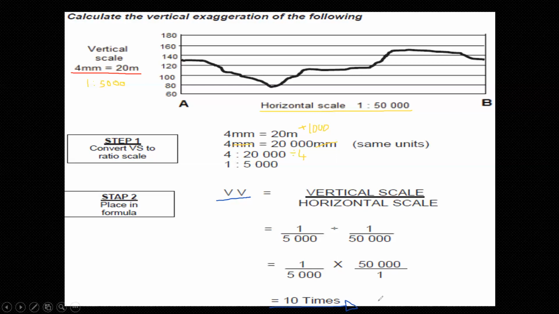But 10 what? We want to know how many times the scale has been exaggerated. So we know that the scale has been exaggerated 10 times. Please don't ever forget your units at the end of your answer. Your teacher needs to know what you are talking about. So the scale has been exaggerated 10 times.